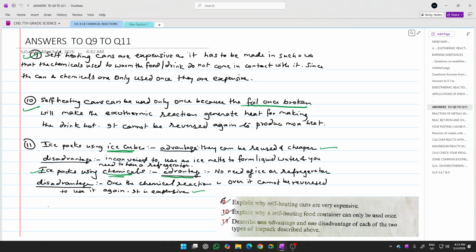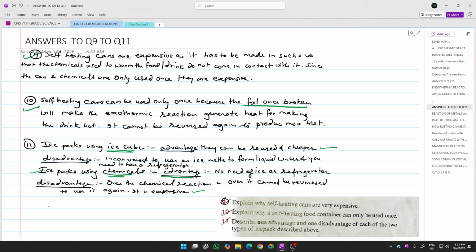Now you can see this is question number 9, right? It says, explain why self-heating cans are very expensive. Now this we have discussed in our previous lecture about the application of endothermic and exothermic reactions. These self-heating cans are nothing but an application of exothermic reaction. So let us see what should be the answer for this.